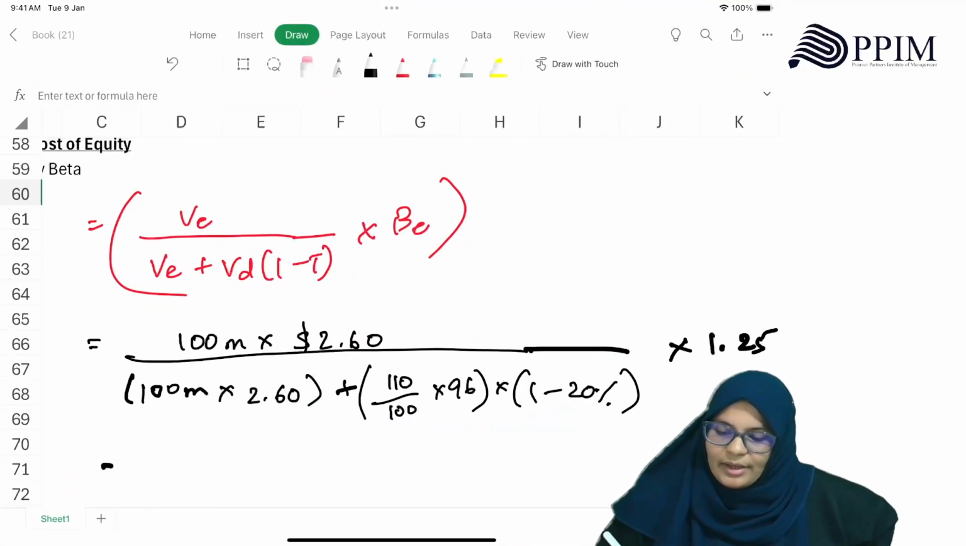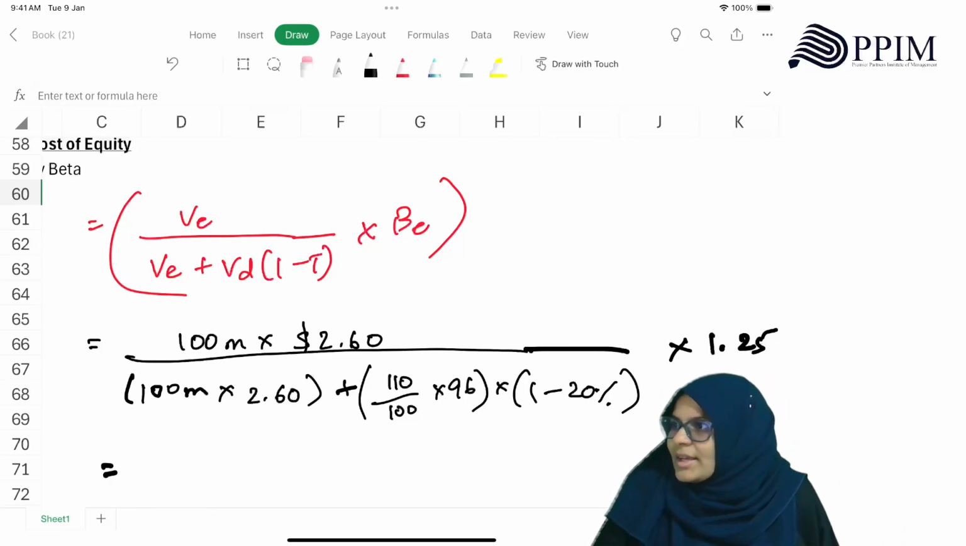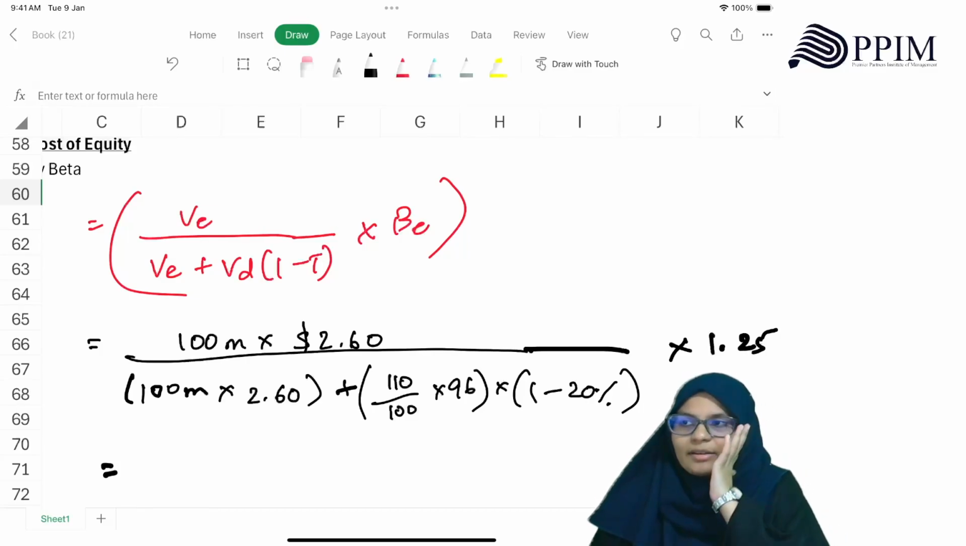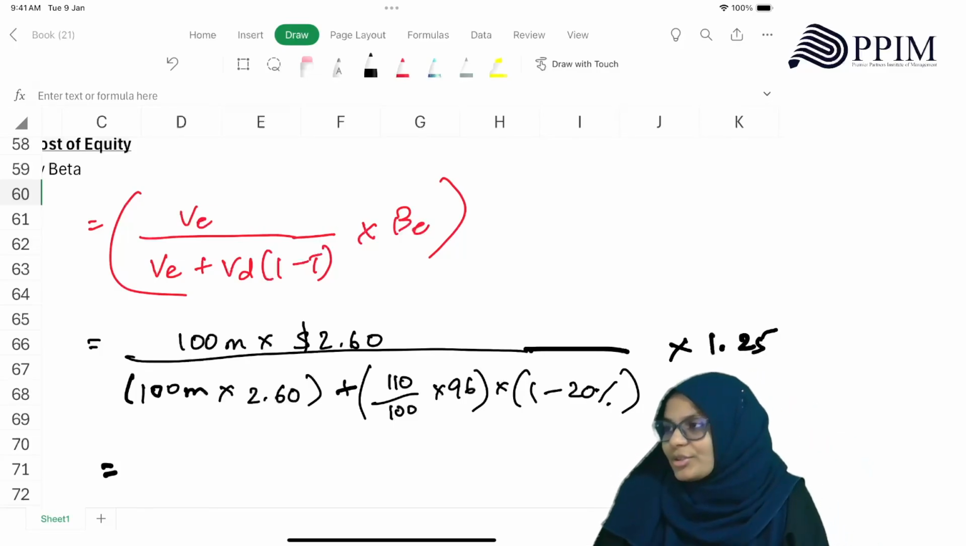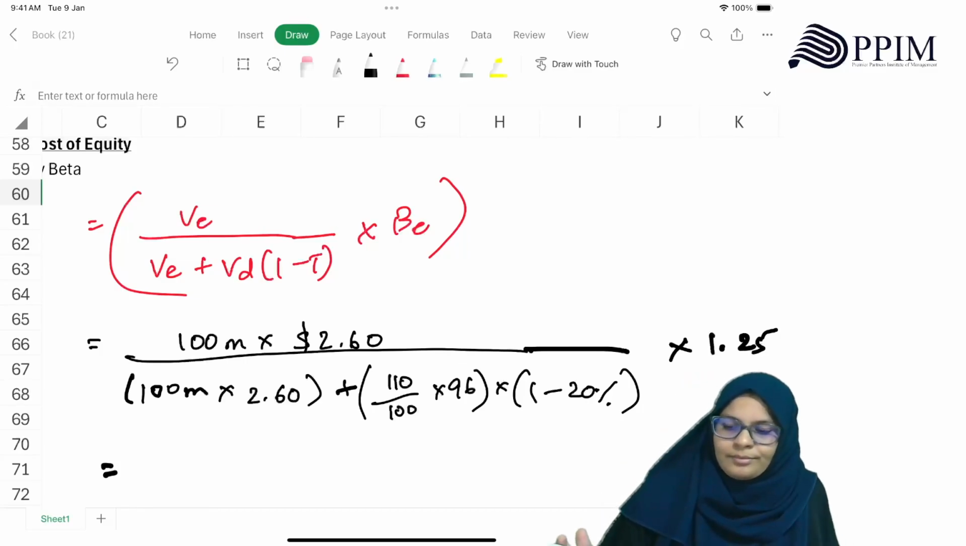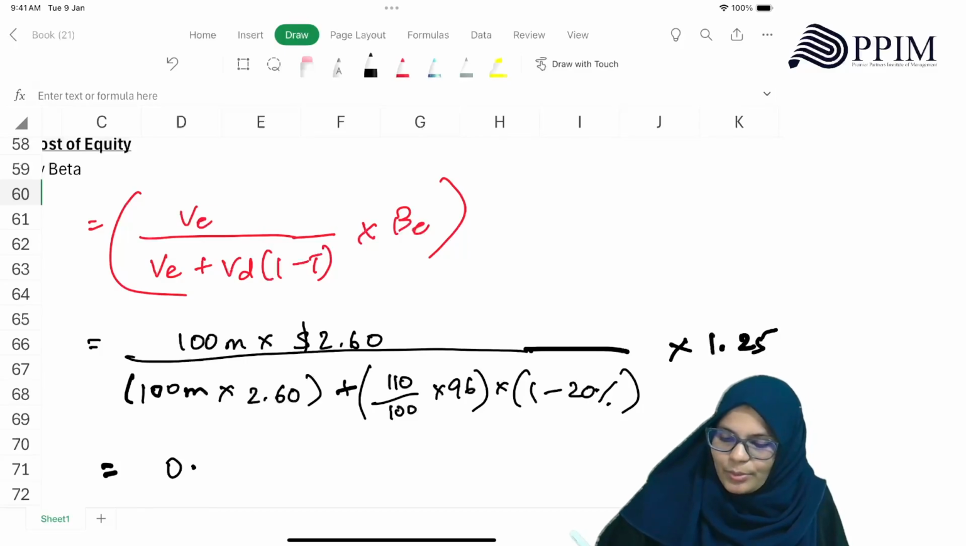Okay, so put this in your calculator, you will get beta asset. Yes, Afzal, post-tax, okay, if you're talking about cost of debt, because we're talking about the company, the company always gets a tax benefit, so you have to take the post-tax. Put it in your calculator, you should get your beta asset as 0.94.